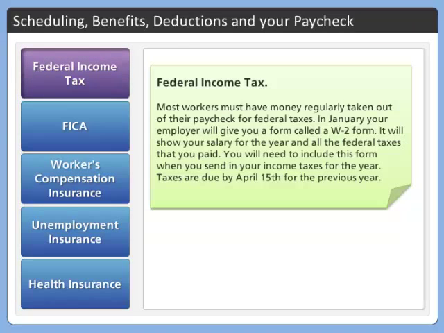Federal income tax. Most workers must have money regularly taken out of their paycheck for federal taxes. In January, your employer will give you a form called a W-2 form. It will show your salary for the year and all the federal taxes that you have paid. You will need to include this form when you send in your income tax for the year. Taxes are due April 15th for the previous year.